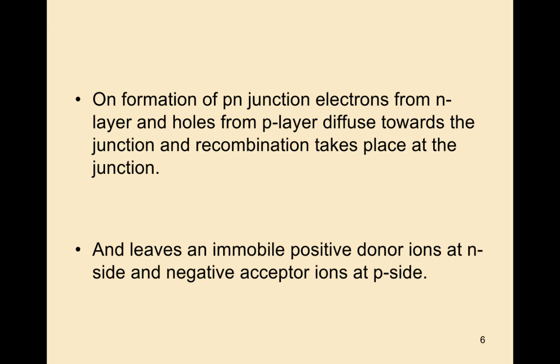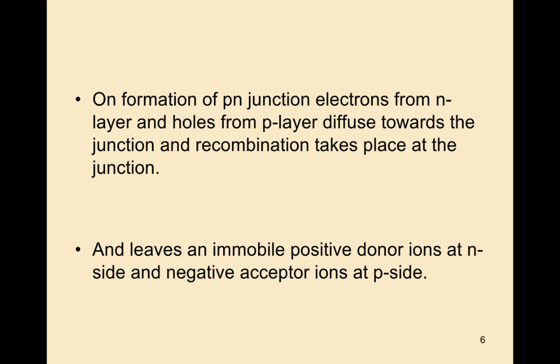On formation of the p-n junction, electrons from the n layer and holes from the p layer diffuse towards the junction and recombination takes place. By the combination of these holes and electrons, a potential is generated at this junction. That potential we call the potential barrier.